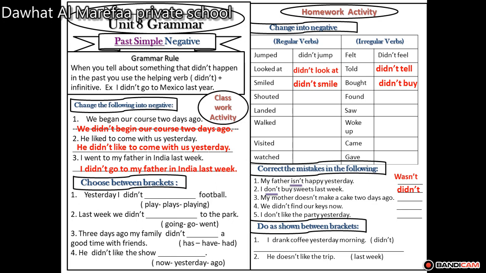So how it could be right now, it will be I didn't drink coffee yesterday morning. So drink, so what is after didn't? The basic form of the verb. And this will be a homework, and this 3, 4, and 5 homework, and number 2, do as shown between brackets, is a homework.